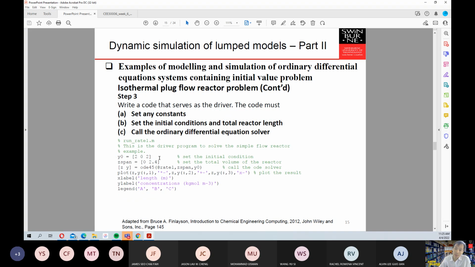Okay. Step 3. Then you write a code that serves as the driver. The code must set any constants, set the initial conditions and total reactor length, and call the ordinary differential equation solver. So these are the initial conditions for your CA, CB, and CC. This is where you set the total volume of the reactor from 0 up to 2.4.